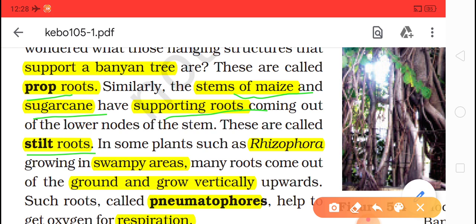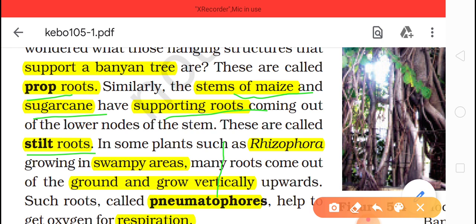Now next one, some roots in Rhizophora plant are modified and grow vertically upwards, and these roots are called pneumatophores. These pneumatophores in Rhizophora help in respiration.